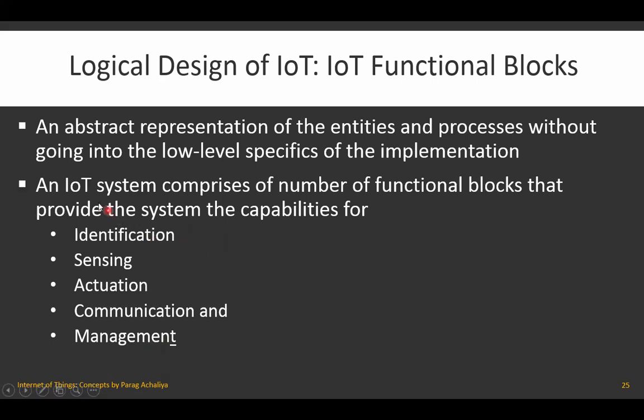IoT application. These are some capabilities that an IoT system can perform: identification, sensing, actuation, communication, and management. Here, communication can be treated as the data exchange between various nodes or between various IoT devices. Either data can be sent, or data can be received, or data can be sent and received. That can be treated as communication between various IoT devices in your IoT application or IoT system.